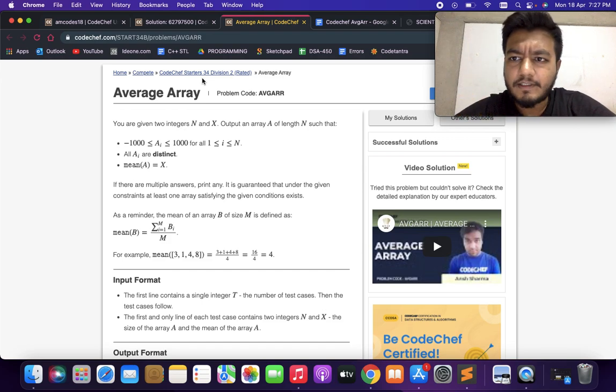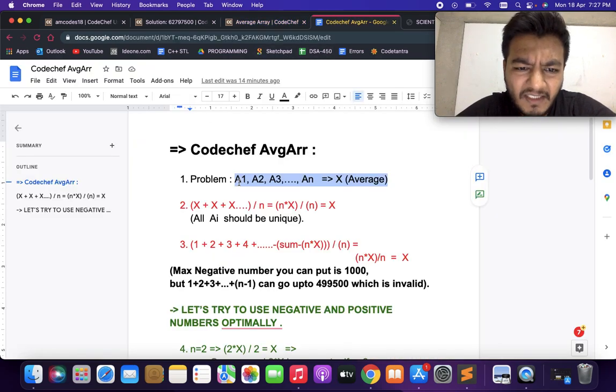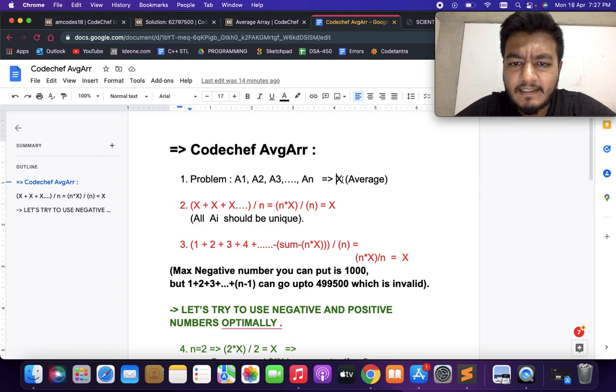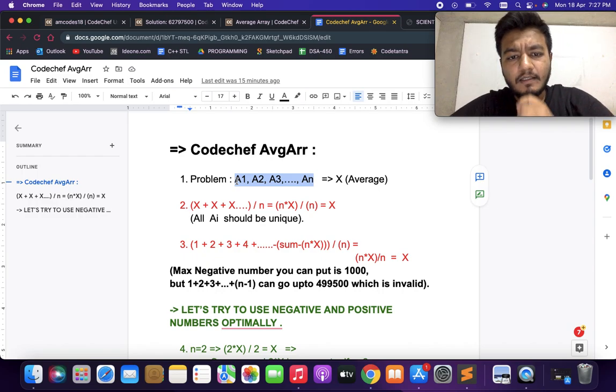I hope you have read this question once before coming here. What this question says is that you will be given an integer x and an integer n, and you have to form n integers such that the average of these n integers is x.